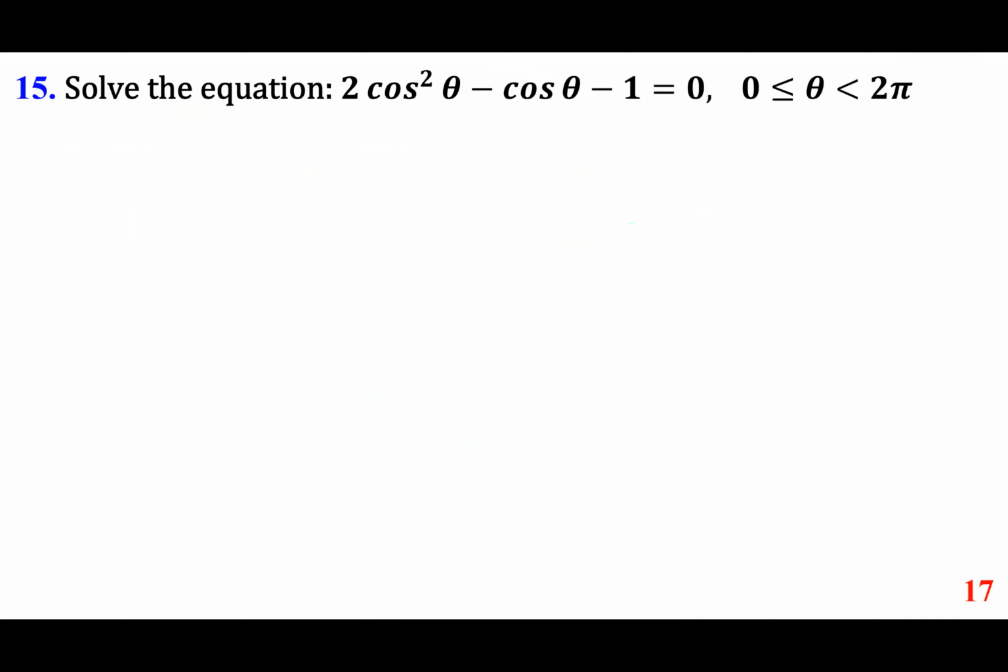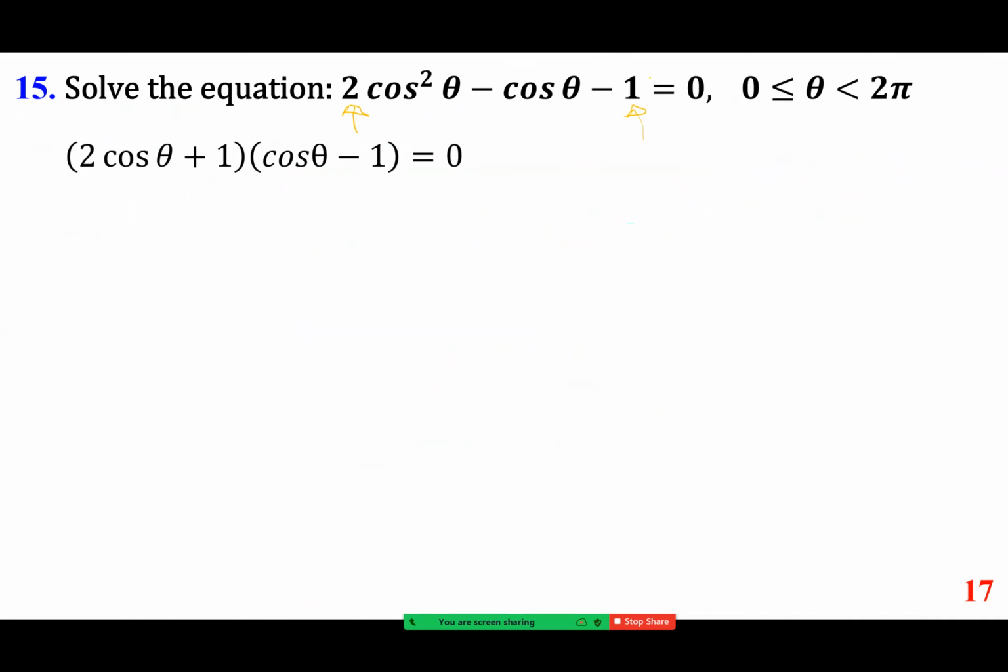We want to solve this equation, and we just do the factoring. Again, this is a prime number, 2 times 1, and this is just 1. One of them must be 1, one of them must be negative 1. It's an easy factoring. 2 cosine theta plus 1 times cosine theta minus 1 equal to 0.